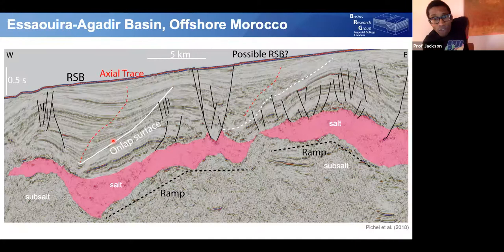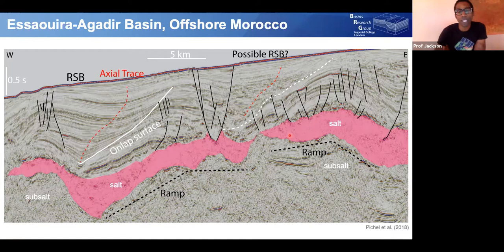So let's start off by going to offshore Morocco to some of Leo's PhD work. Here we can see some Ramp-Syncline basins which are forming above allochthonous salt. Everything else I've shown has been above autochthonous salt. But here's the allochthonous salt in the canopy. And we can see a really nice Ramp-Syncline basin above this seaward dipping ramp with this really nice inclined axial trace. And then another Ramp-Syncline basin here, down dip of a salt anticline above a landward facing base salt ramp. So you can see there's a couple of anticlines in here, but also these Ramp-Syncline basins.